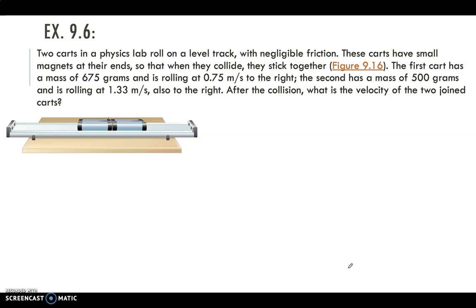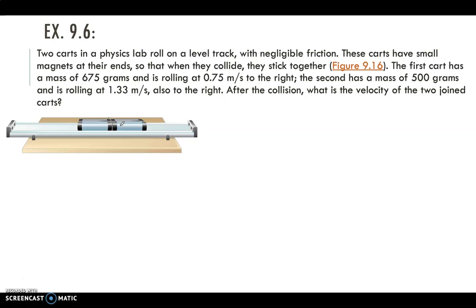I'm going to quickly talk about these carts. These are something you would definitely have seen if we were in class. These are close to frictionless air tracks, kind of like the air hockey tables that you play at an arcade. It pushes air so that these will stay very close to being frictionless. In this case, these carts have magnets on their ends so that when they collide, they'll stick together.